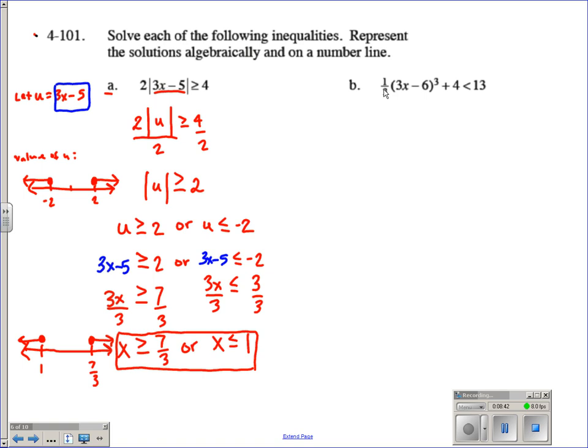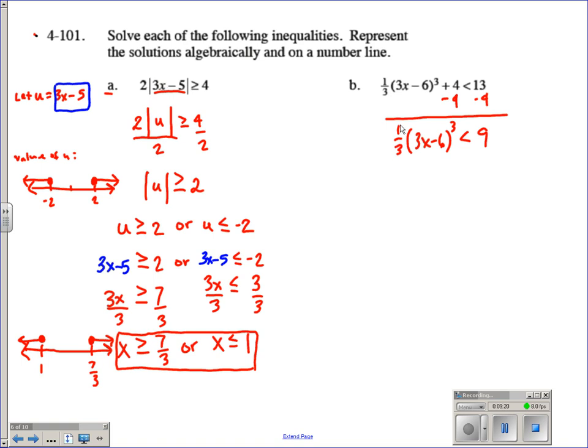So some people get rid of the 1/3 by multiplying by 3, but if you do that, make sure you multiply this term by 3 and this term by 3 and then the other side of the equation. I don't do it that way. I undo my order of operations backwards, so I subtract 4. As long as you're following your algebraic properties of equality, you can do whatever you want, as long as you're doing them correctly. So we've got 1/3 times the quantity of 3x minus 6 cubed is less than 9.